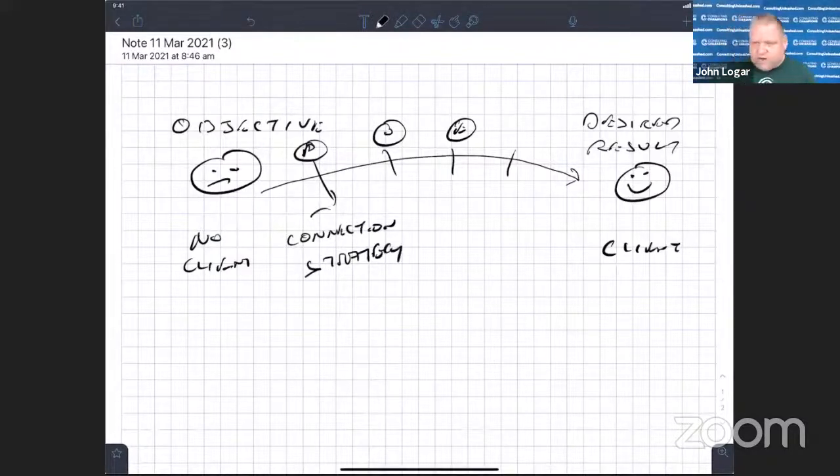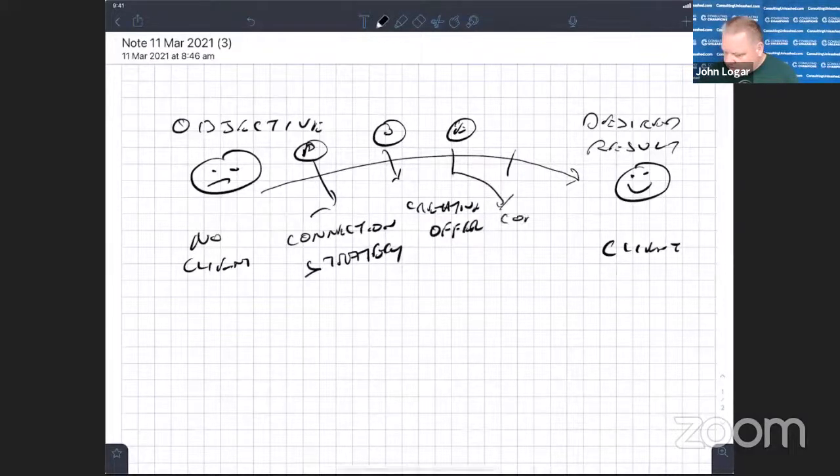What is our connection strategy? What is our creative offer? What is our conversion strategy? That's over here. And the last one is, what is our relationship strategy? The last one over here is our relationship strategy.